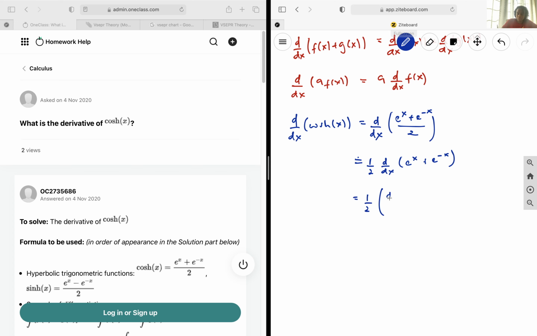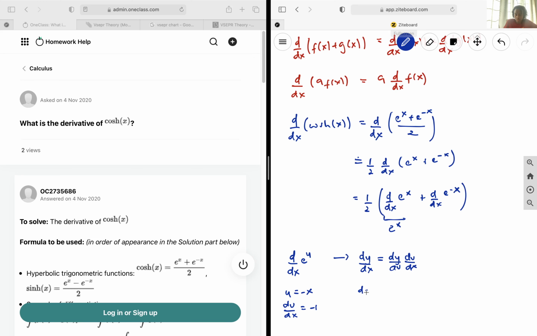This would be 1 over 2 times d over dx of e to the x plus d over dx of e to the minus x. Now we know this already is going to give us e to the x. This is a different case because we have the minus in front of the x. So let's go ahead and figure out what that is. We will use the chain rule and look for d over dx of e to the u. And recall dy over dx is equal to dy over du multiplied by du over dx. And so u in this case is minus x, so du over dx is equal to minus 1. So this would mean that d of e to the minus x over dx is going to be e to the minus x times negative 1. So minus e to the minus x.